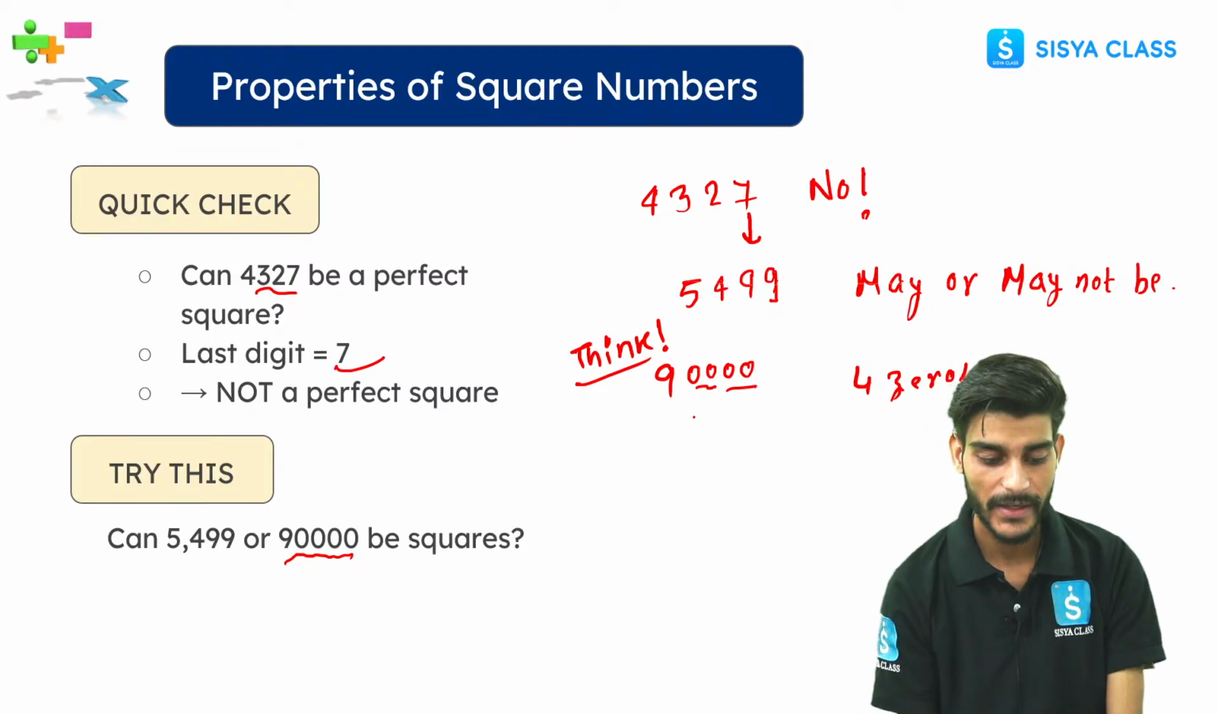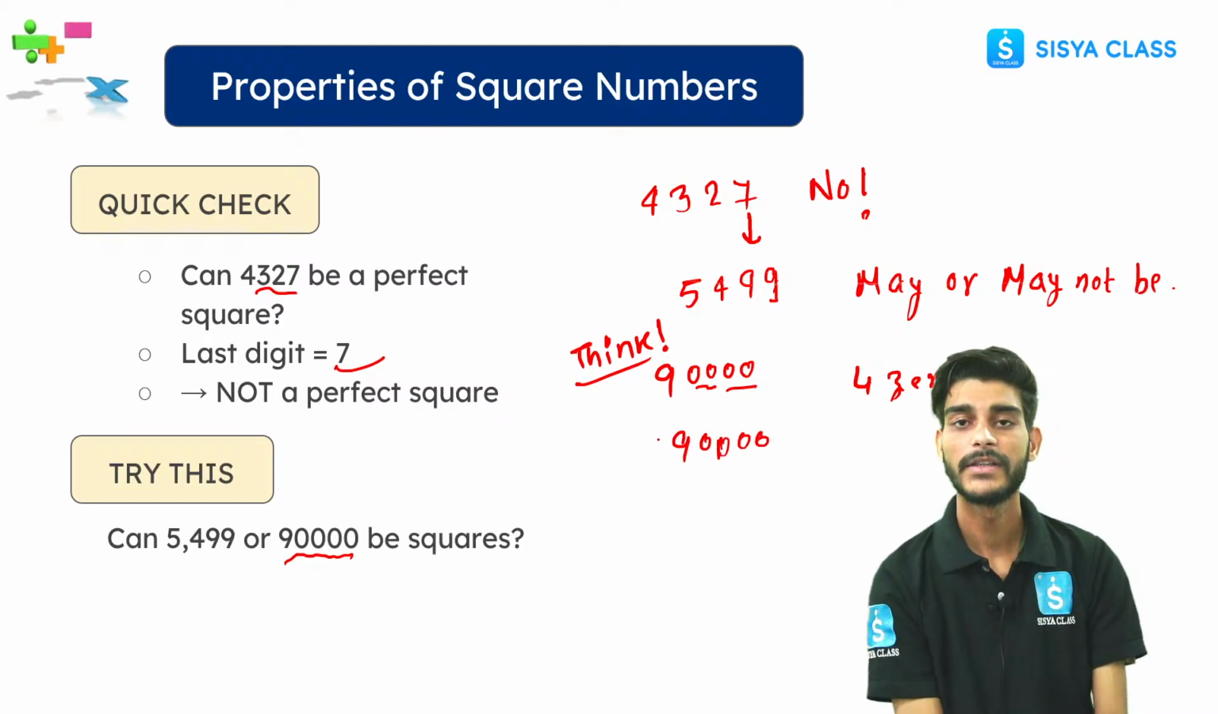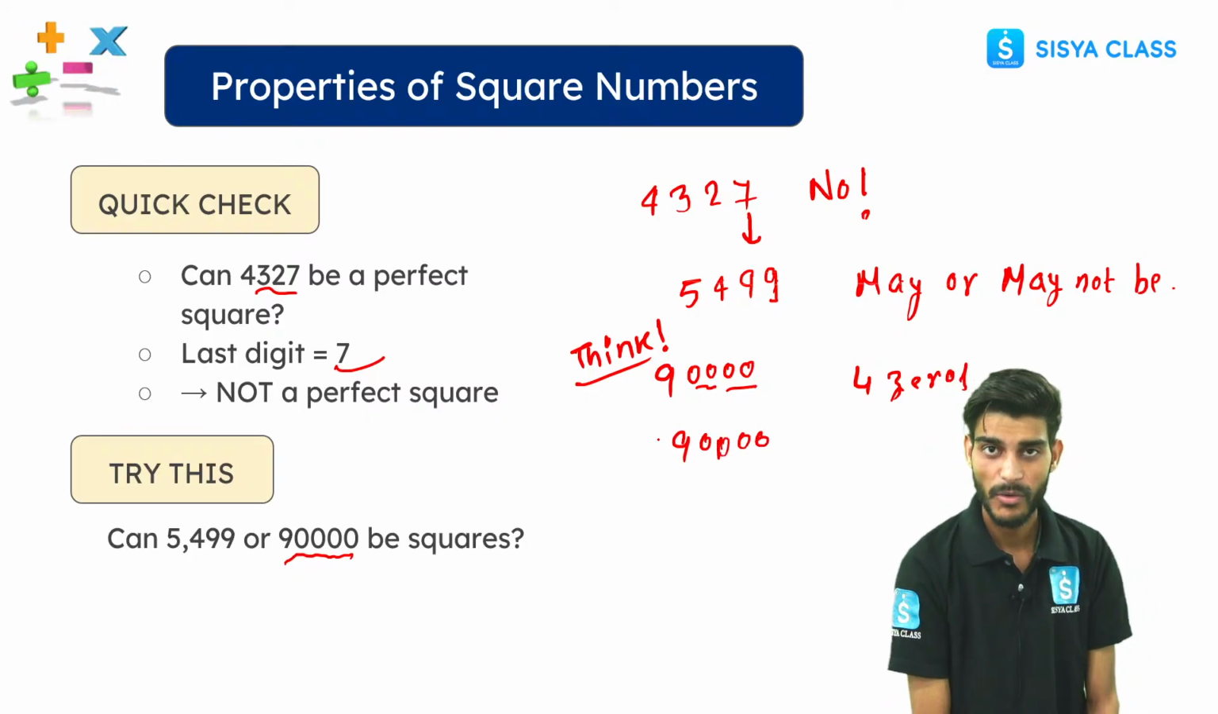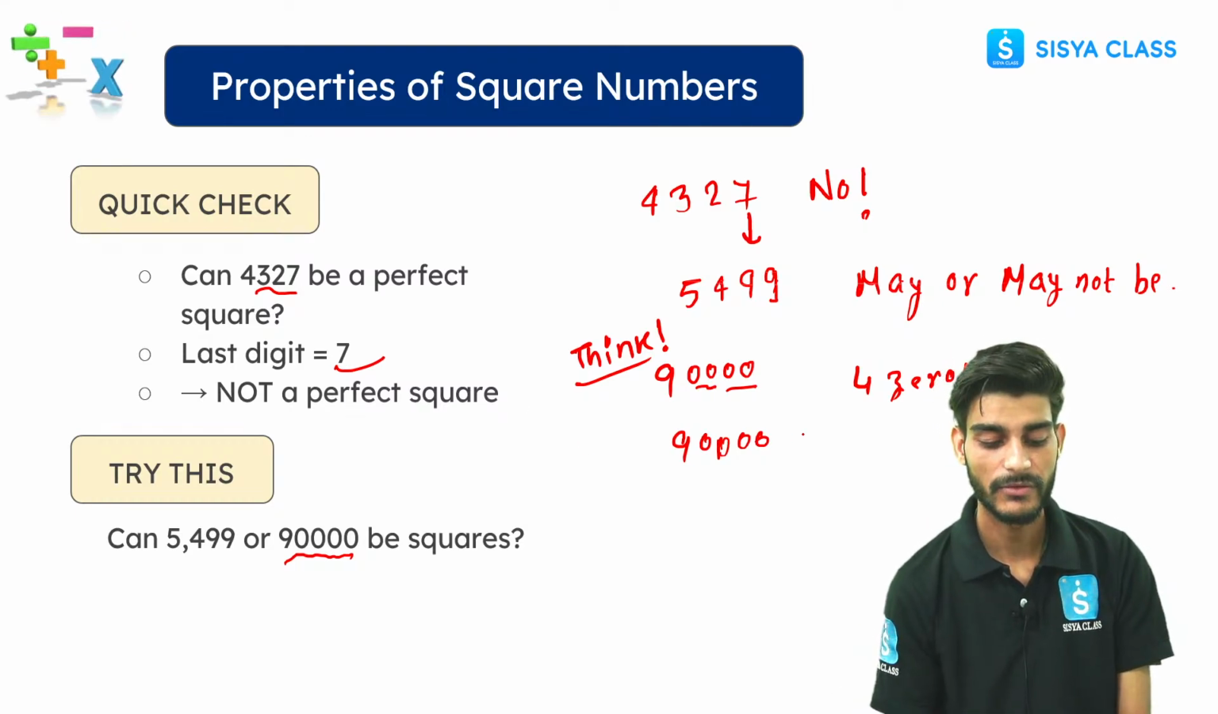No, we have to check it. So what about 99 with 4 zeros? Will this form a perfect square? We'll see whether it is a perfect square or not. Obviously, this is a perfect square.